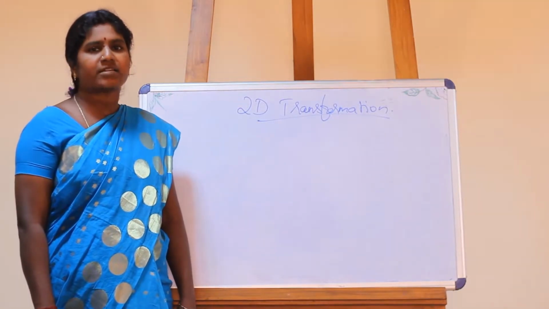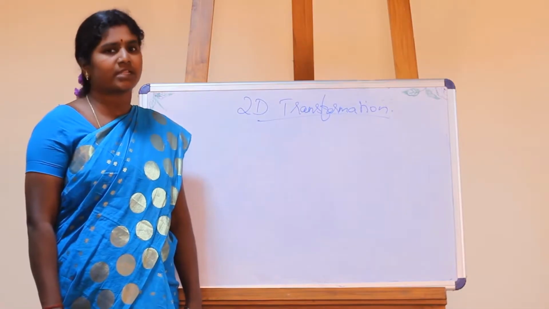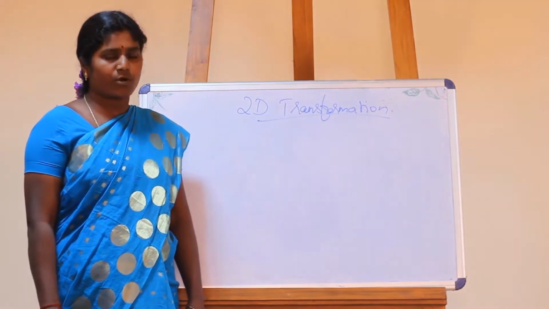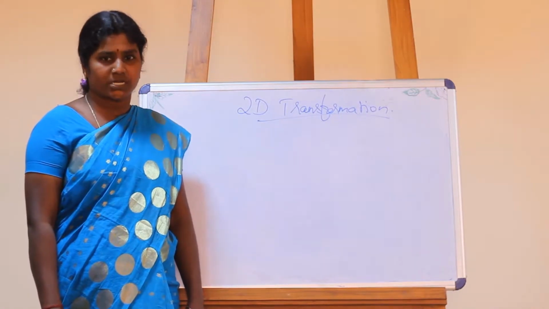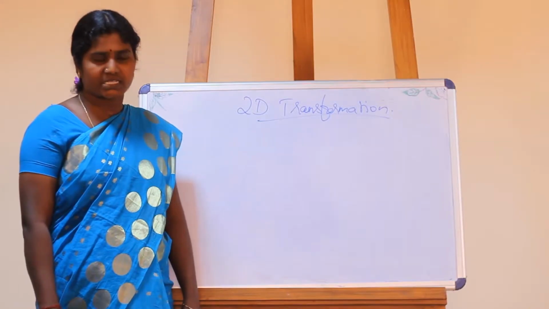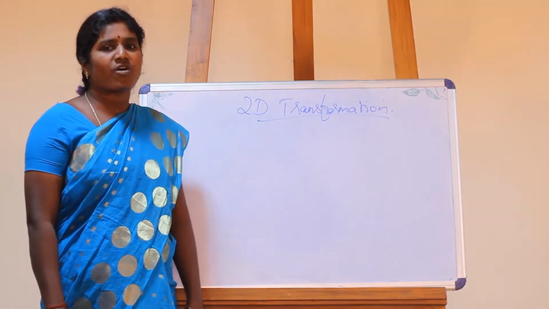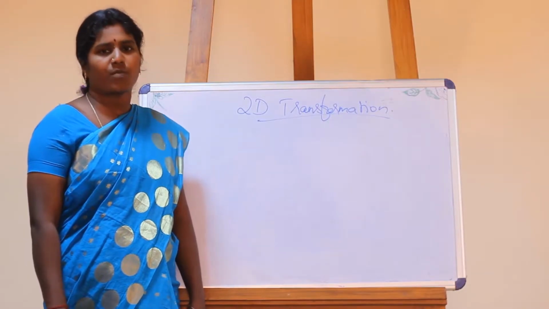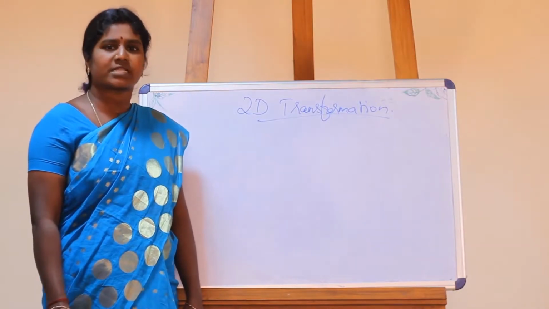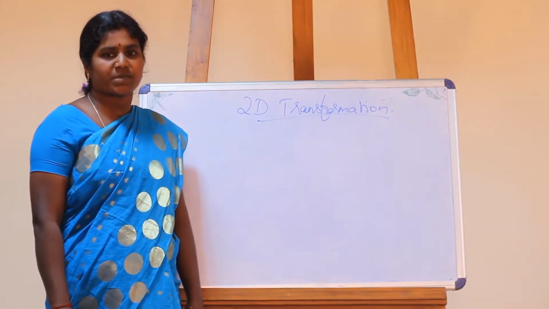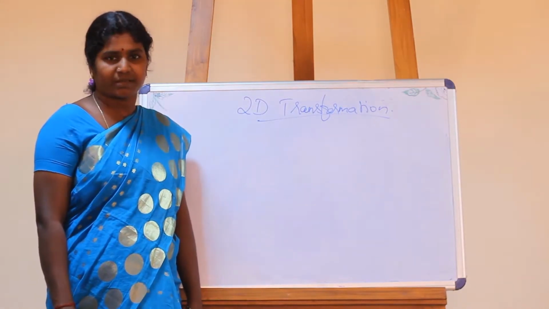The above transformations are applied only with respect to the origin. Then we are going to see composite transformations. Composite transformation is nothing but a sequence of transformations expressed as a matrix product. It is also called concatenation of transformations. Next we see the other transformations, reflection and shearing.